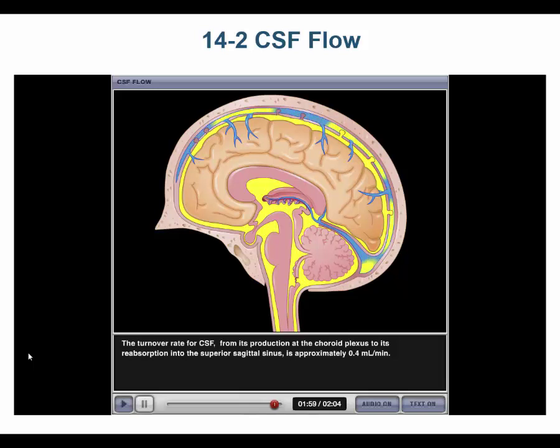All right, folks. Well, there you go. That's CSF flow that we've already done on a static picture, and now you've seen the CSF flow from that video. All right.